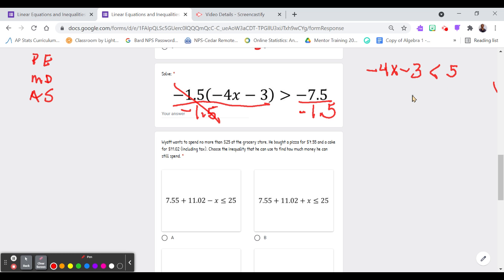And then I'm going to, now that I have just one term, I do have a parentheses here, but I removed it because I only have that one group. And now I can keep working. So I'm going to do addition and subtraction first. So I'm going to add 3 to both sides.